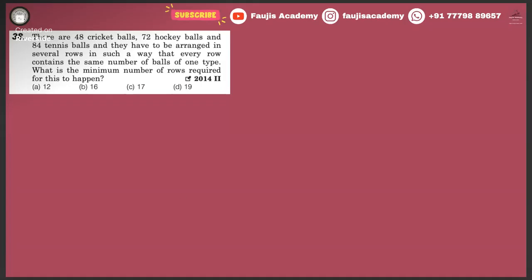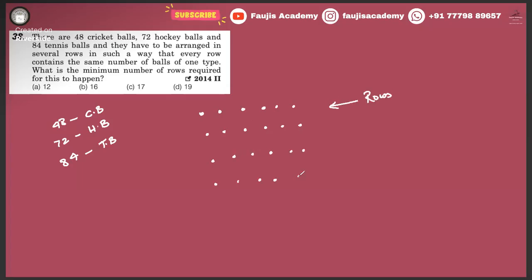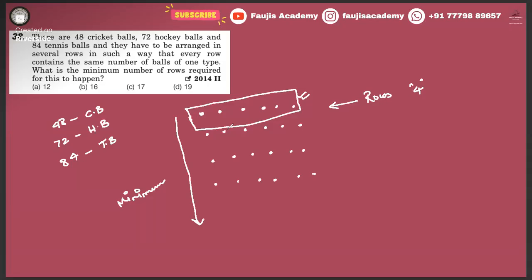Yes, exactly. You have 48 cricket balls, right? You will place it like this. Each one of these is called what? Rows. How many rows are there? There are 4 rows. In this pictorial representation, you have to find out in a row what is the maximum number of balls you can adjust, so that the number of rows that you have over here is minimum. Absolutely, you are going in the right direction.